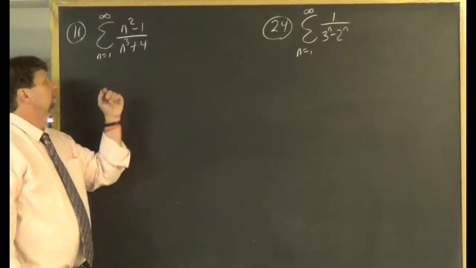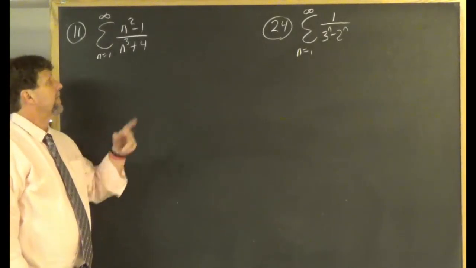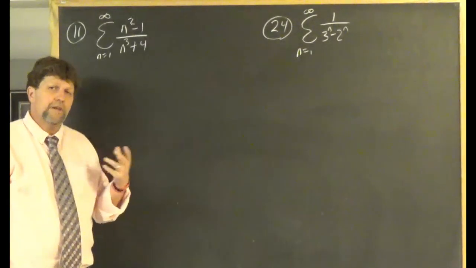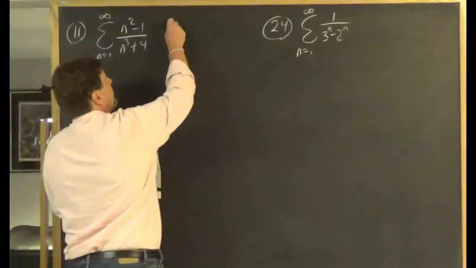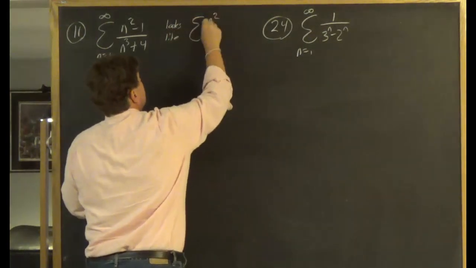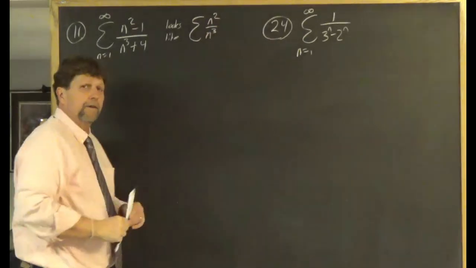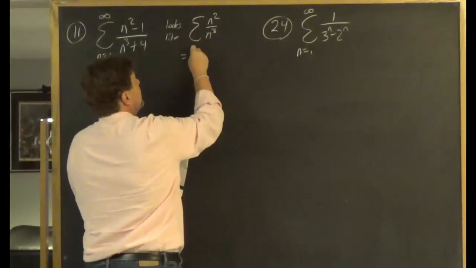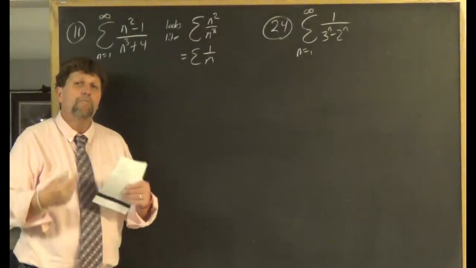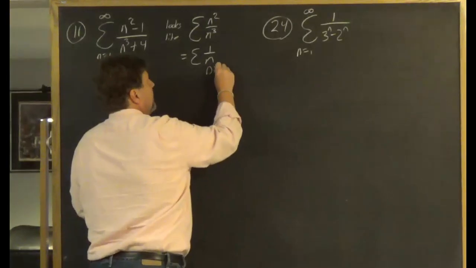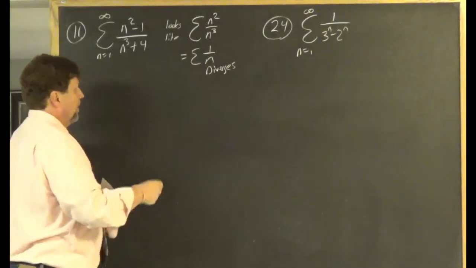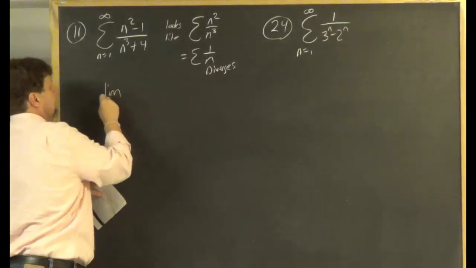Alright, number 11, you were asked if the series n equals 1 to infinity, n squared minus 1 over n cubed plus 4, if that series converges or diverges. And I would say, well, to me, it looks like the series n squared over n cubed, which simplifies to 1 over n, the harmonic series, which we know diverges. So why don't we crank it through the limit comparison test.